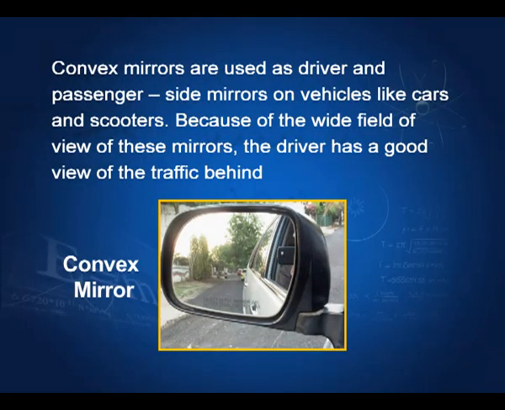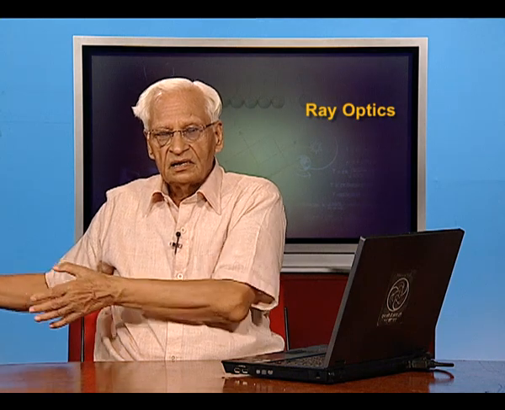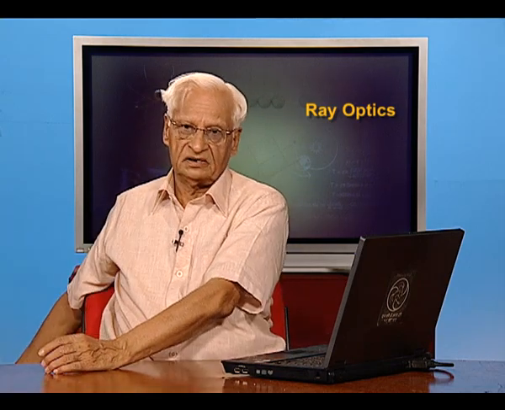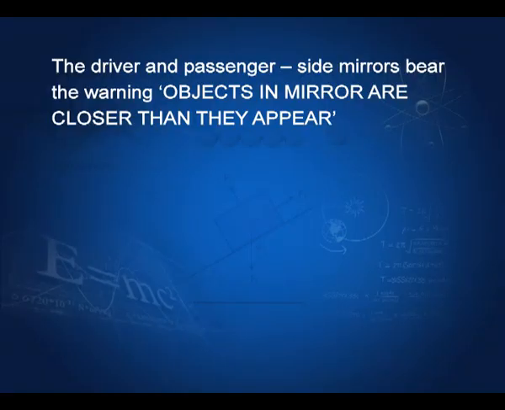There is another thing also. If you carefully see the convex mirror by the side of the driver, there is something written on it, and that is, they say that objects in the mirror are closer than they appear. I can see the whole traffic, but the objects that I see in the traffic are actually much nearer than they appear, right. So, this warning is there. Why is this warning there? Let us see. The driver and passenger side mirrors bear the warning, objects in mirror are closer than they appear.